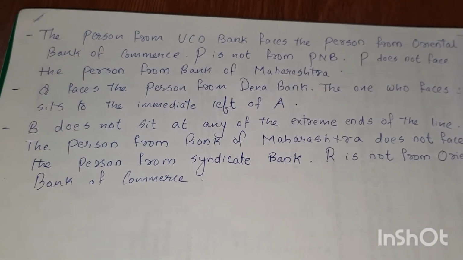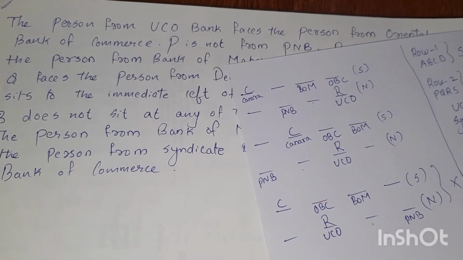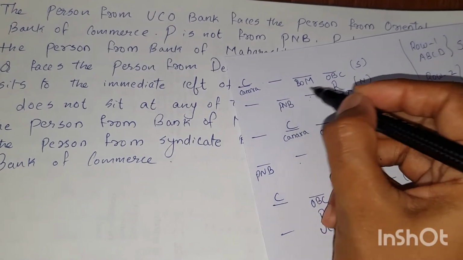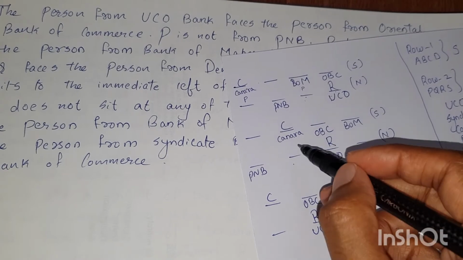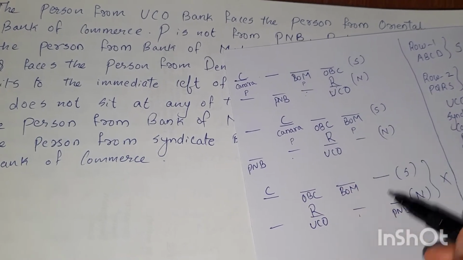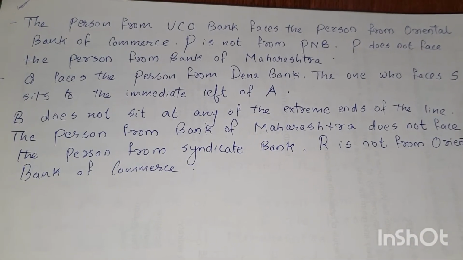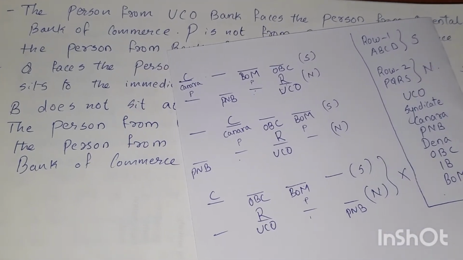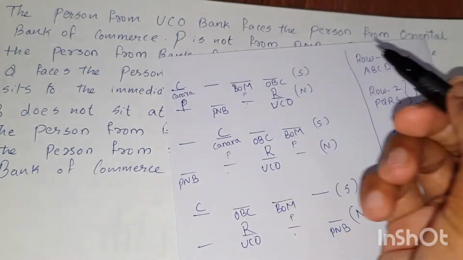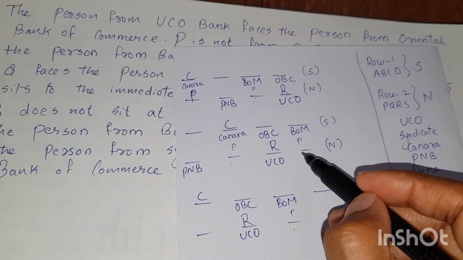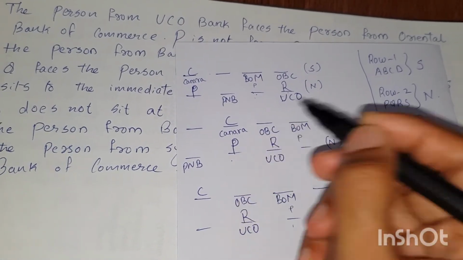Okay, now P is not from PNB, that means P can come here, P can come here. It is also said that P does not face the person from Bank of Maharashtra, that means P is here.